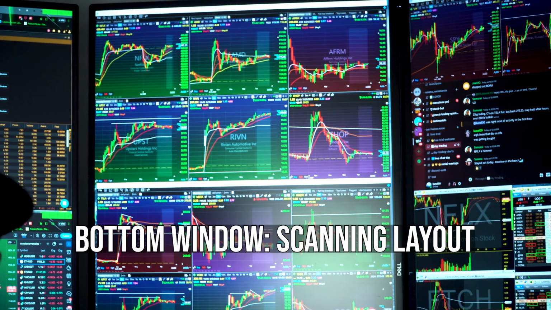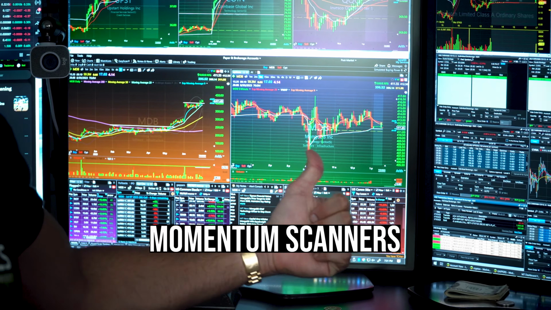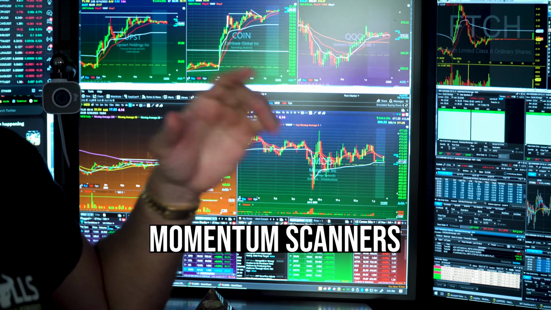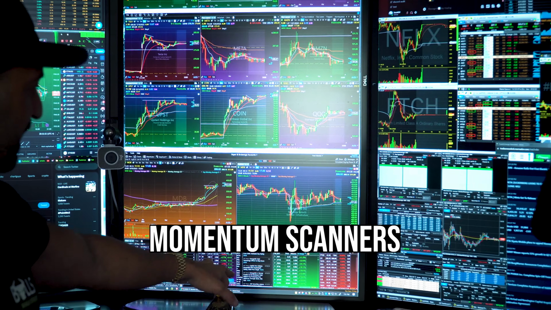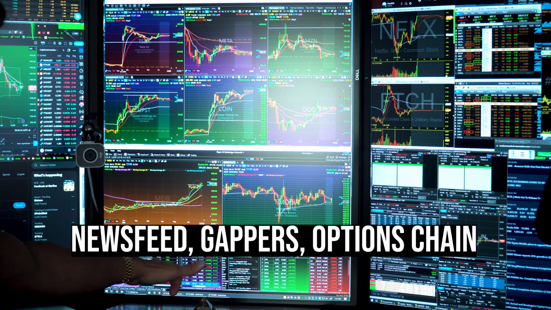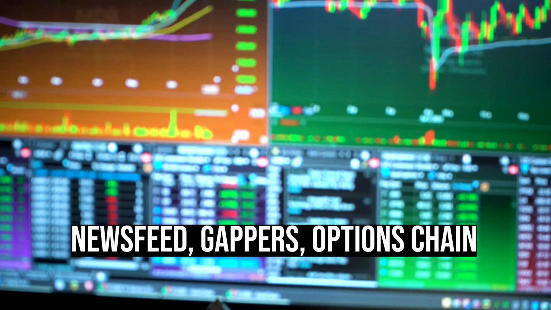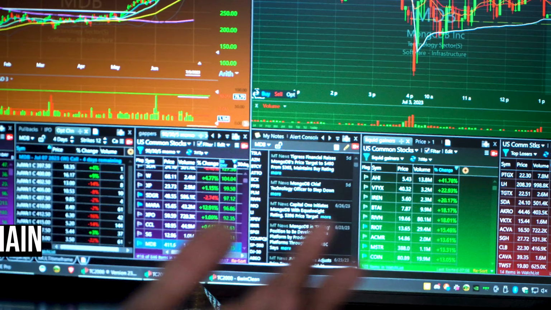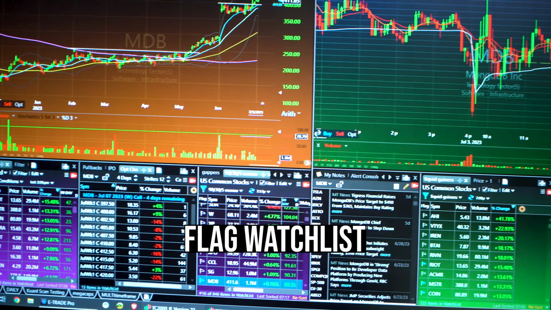So right down here, I've got some momentum scanners for up and down. These are chart breakouts or breakdowns with high relative volume and a couple other parameters. I've got a news feed, and then a list for gappers, and then an options chain. A lot of times on large cap stocks, I'll trade the options on them. And then of course, a flag watch list, which are my main focus points.